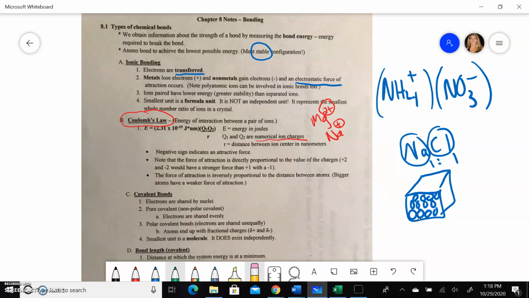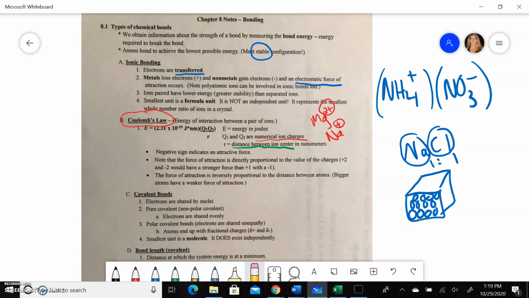The second thing we want to highlight is the distance between the ion centers, which basically means the size of the atom. So if you have a huge atom attracted to another huge atom, that attraction is going to be not as strong as if you have two small atoms. So the distance between them is really just talking about the size of the atom. And notice that since it's on the bottom of the fraction, the bigger the atoms, the weaker the attraction is going to be. So most of the time what I've seen in AP chemistry is that they'll give you an example and say, why are these two atoms forming a stronger attraction than these two atoms?